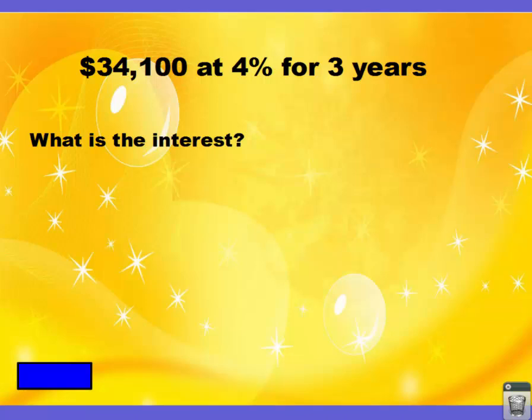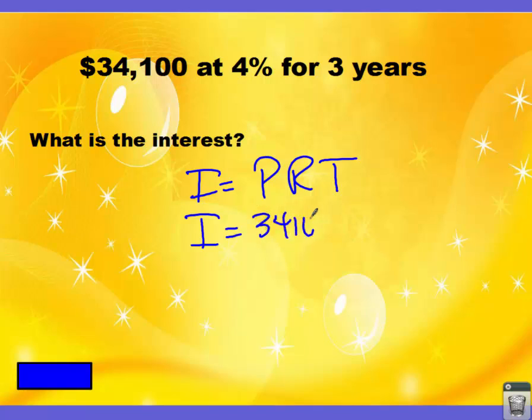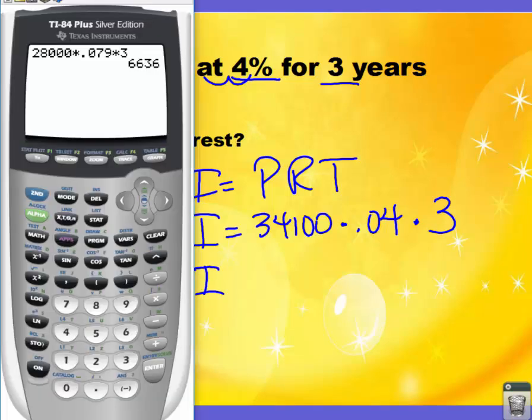Okay, so let's see if we can do this problem. Again, we start off by writing the formula. I equals PRT. Again, the question is asking what is interest, so that's the one I don't know. So I equals, do I know the principal? Yes, $34,100. Do I know my interest rate? Yes, I do, 4%, but again, I got to make it usable. So we move the decimal over, and it's 0.04. And do I know the length of term? Yes, 3 years. All right, so now we take our calculator.